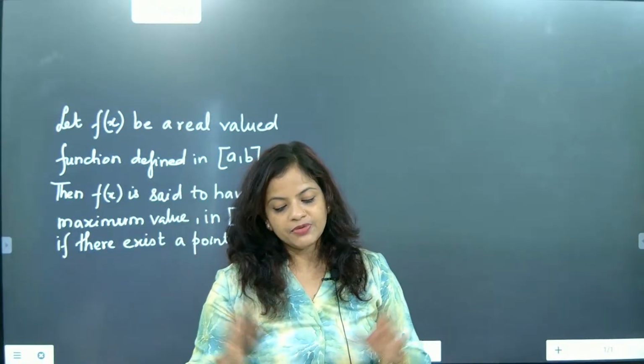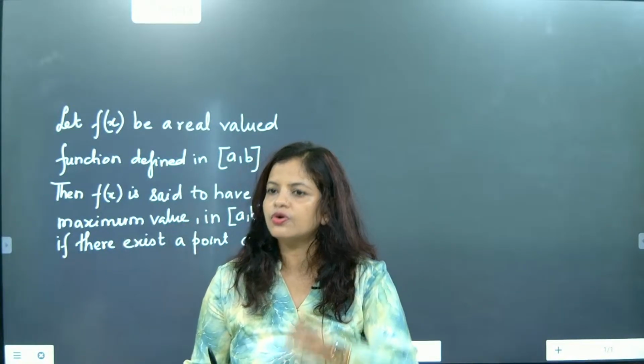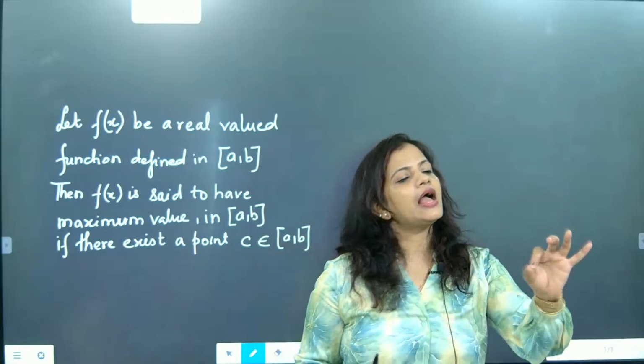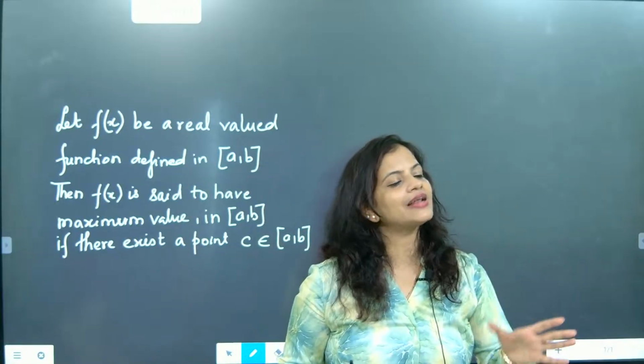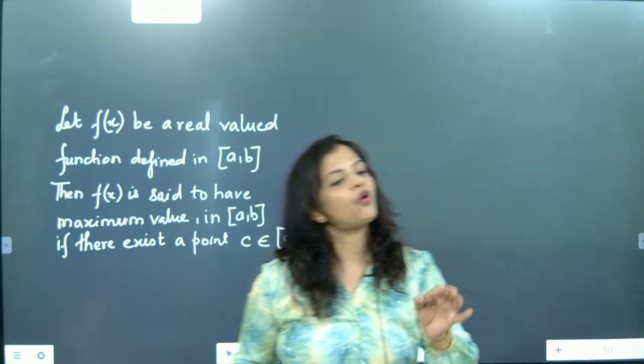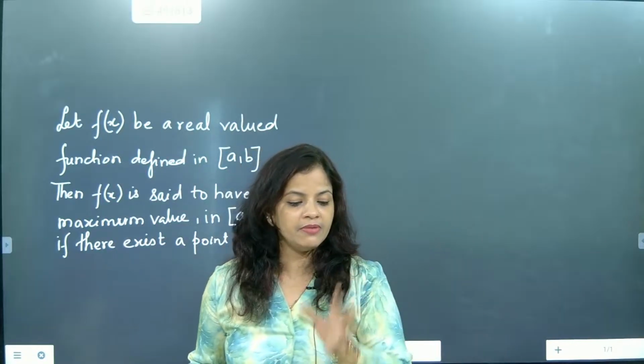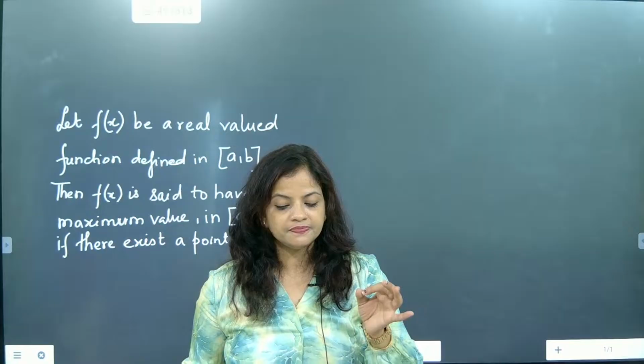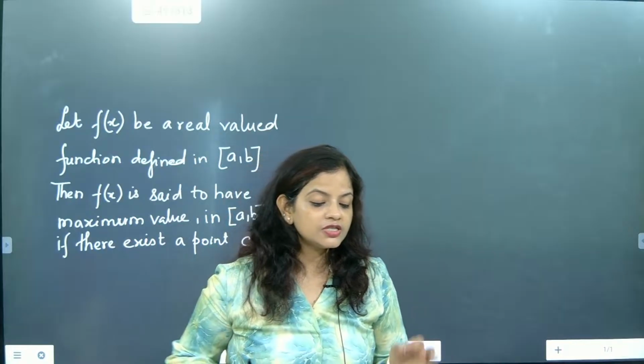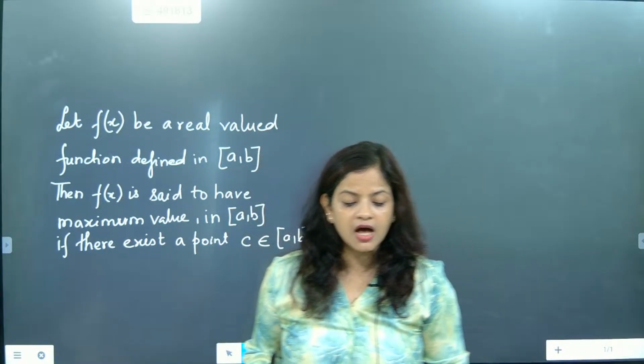So that means a closed interval is given to you. From that closed interval, I am picking one point, but not randomly. That point is supposed to give us either a maximum value or a minimum value.